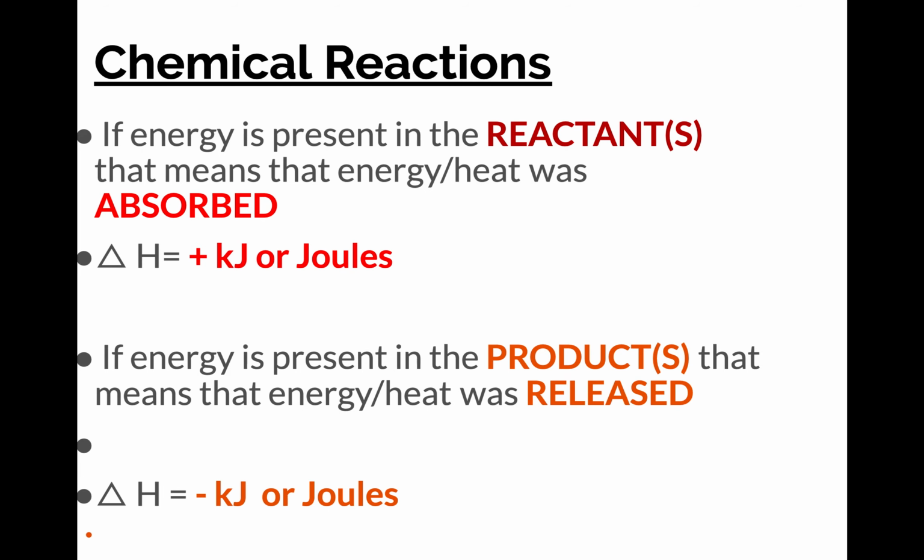So chemical reactions, if energy is present in the reactant side, that means that energy / heat was absorbed. The delta H is going to be positive kilojoules or joules. If energy is present in the products, that means that energy was released. This delta H is going to be negative kilojoules or joules.